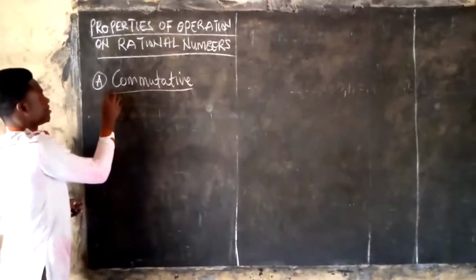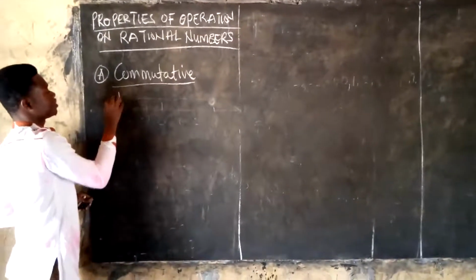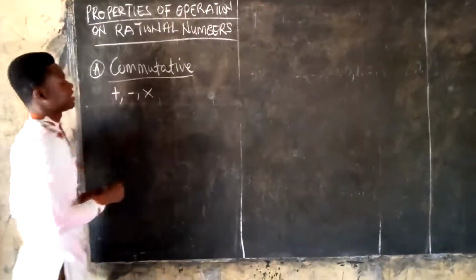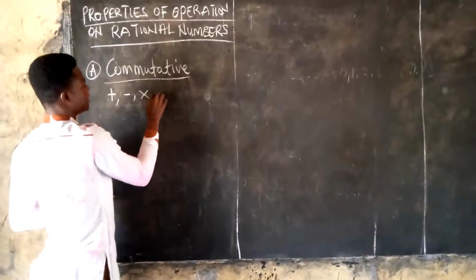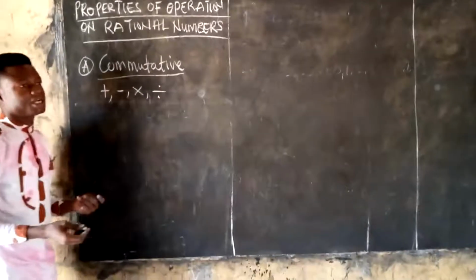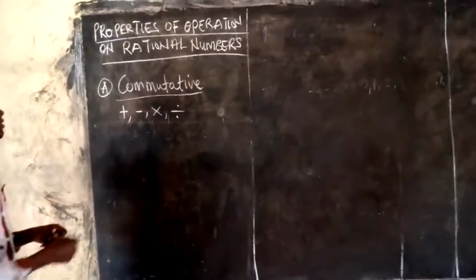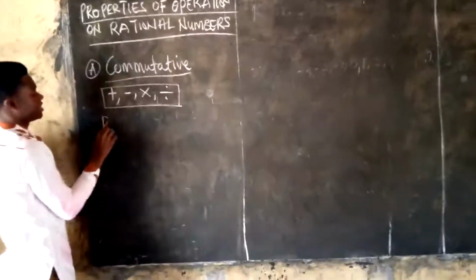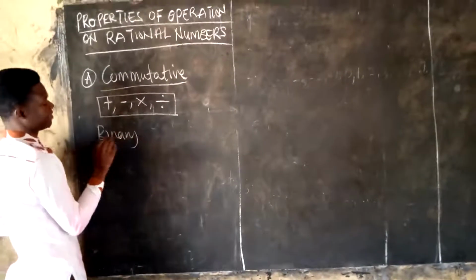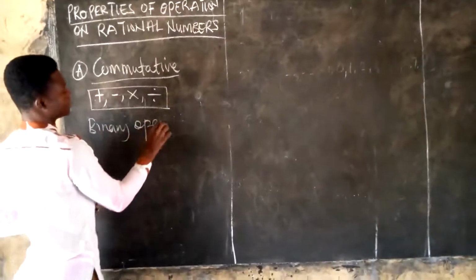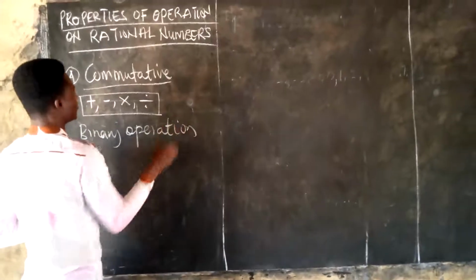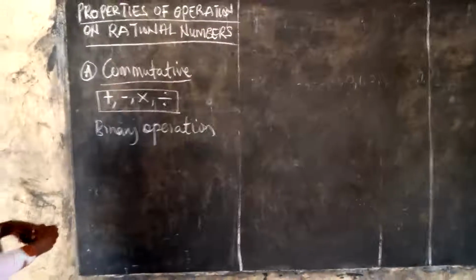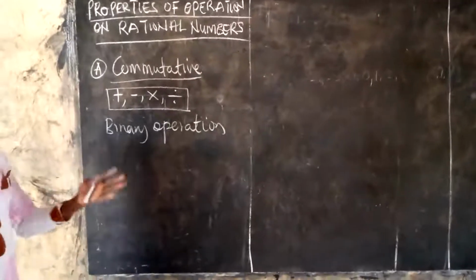We are going to use these signs or these operations: addition, subtraction, multiplication, and then division. These are the operations that we will use throughout. And then we call these operations binary operations, simply because when we operate, we use them to combine two numbers together to get another number.